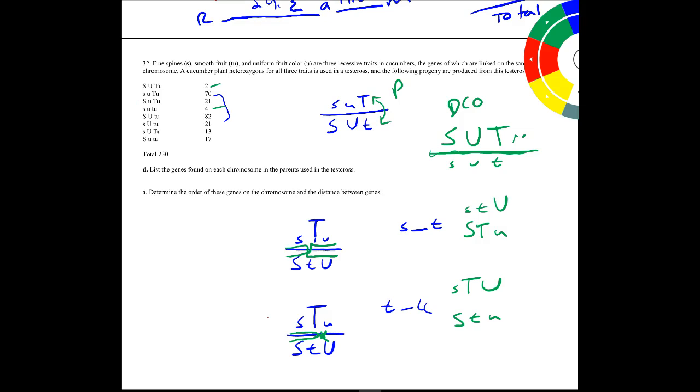Little s, little t, big U. That's one of our 21s. The other 21 is big S, big T, little u. Big S, big T, little u. That's our other 21. Always add in the double crossovers.